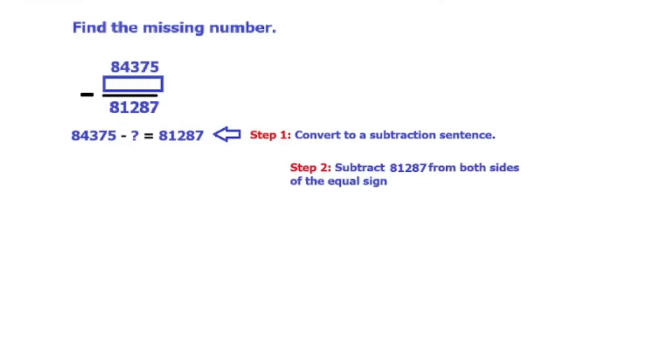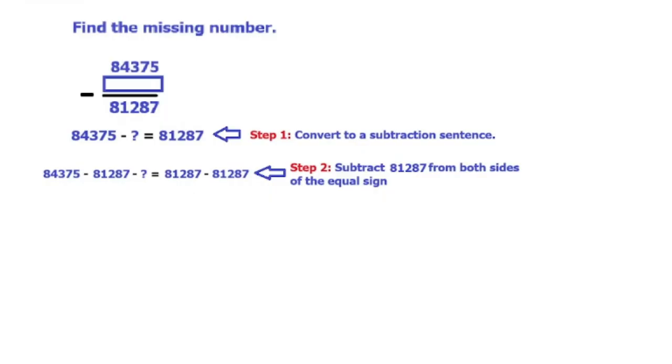So the next step is to subtract 81,287 from both sides of the equal sign. So we're going to subtract it from this side of the equation and also this side of the equation, or sentence. So it'll look like this: 84,375 minus 81,287 minus question mark equals 81,287 minus 81,287.